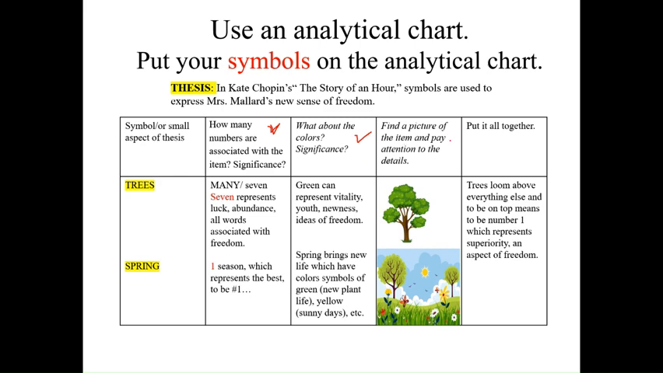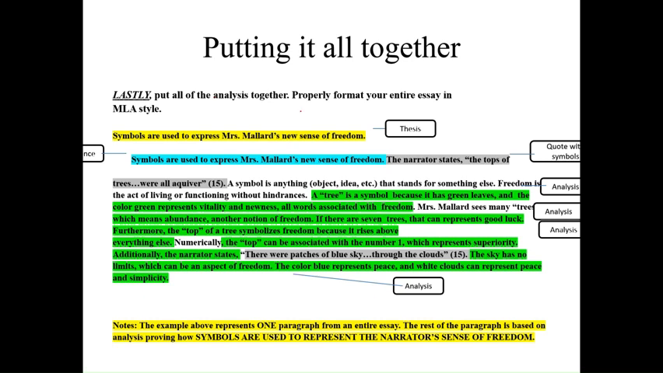Okay. Then you want to find a picture of your symbol because when you find a picture, it's going to help you expand your analysis. Sometimes if you find a visual representation, it will help you expand your analysis. Okay. And then once you put it all together, right? Same thing with spring. In this case, spring represents one season, and one represents the best. Spring has many different colors, so you can go crazy there and just analyze as many colors as you want. And then just put it all together. Okay? Put it all together. And once you put it all together, it looks something like this.